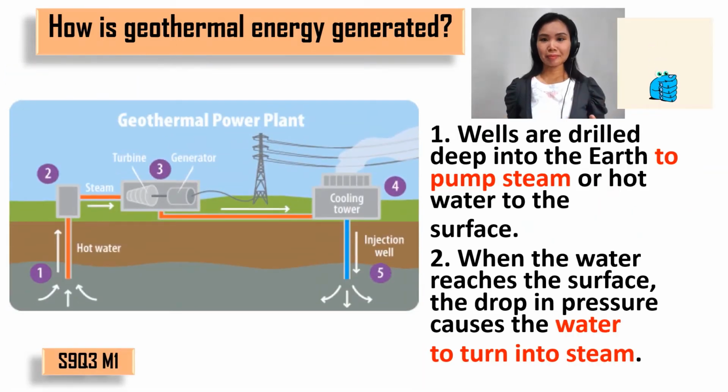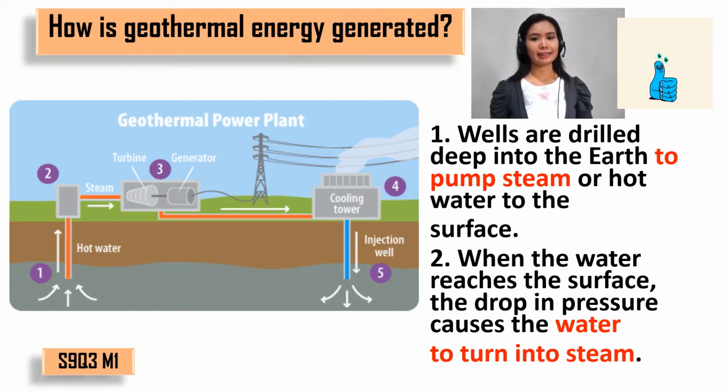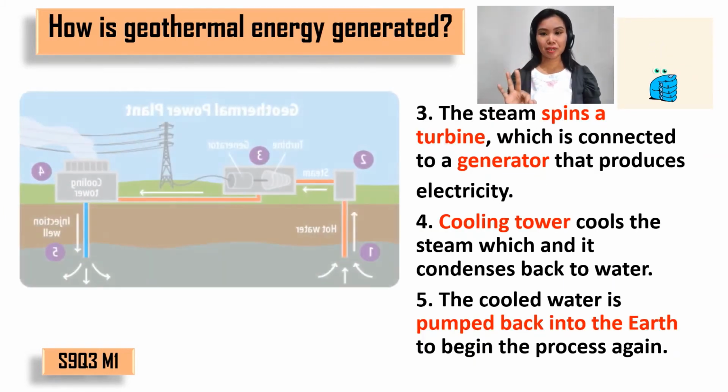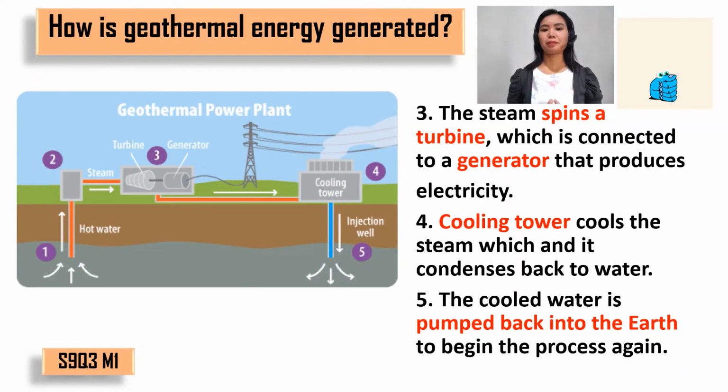The following steps are followed to generate electricity in a geothermal power plant. Number 1, wells are drilled deep into the earth to pump steam or hot water to the surface. Number 2, when the water reaches the surface, the drop in pressure causes the water to turn into steam. For number 3, the steam spins a turbine which is connected to a generator that produces electricity.